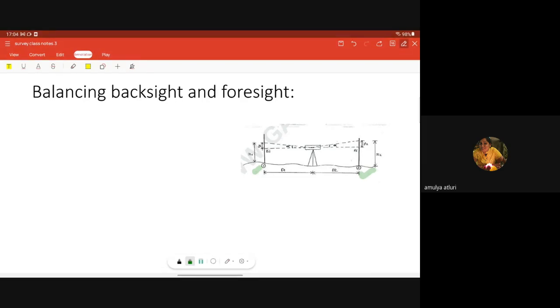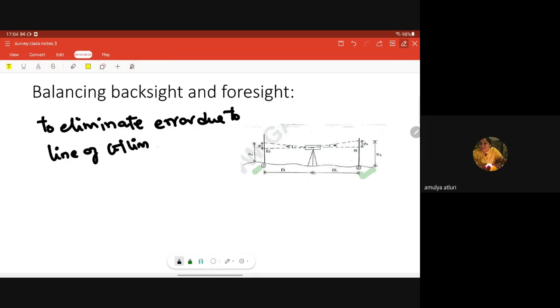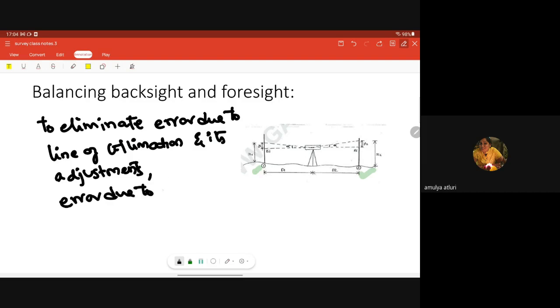To eliminate the error due to line of collimation and its adjustments, and the error due to curvature and refraction, the instrument is generally placed in the middle, at equal distances.